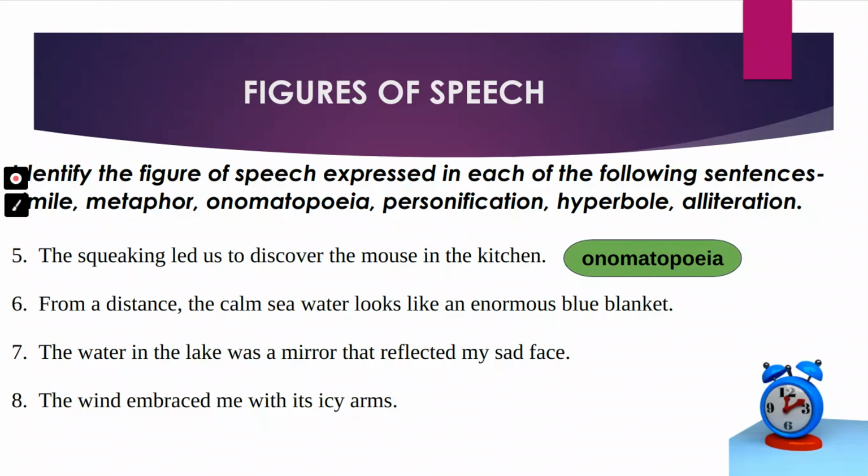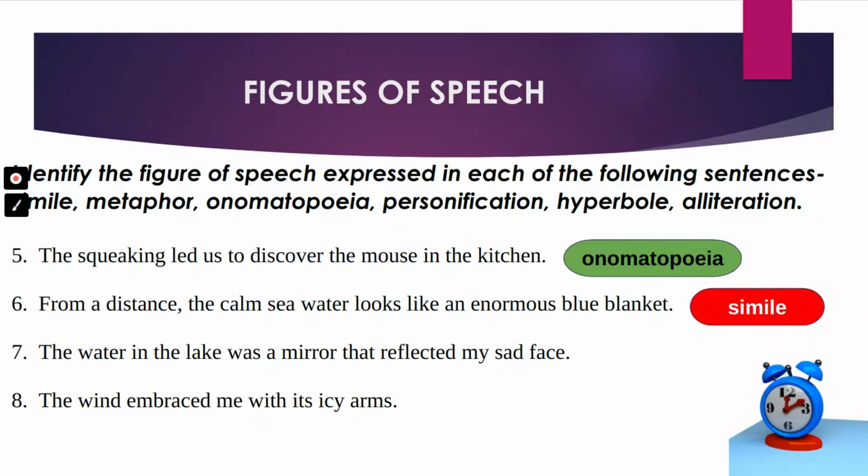Number 6 reads, from a distance, the calm sea water looks like an enormous blue blanket. There is another comparison here. So the calm water is being compared to an enormous blue blanket. To make this comparison, we use the word like in this case. Now, what figure of speech functions to make a comparison between two different things using the word like? The answer, simile.